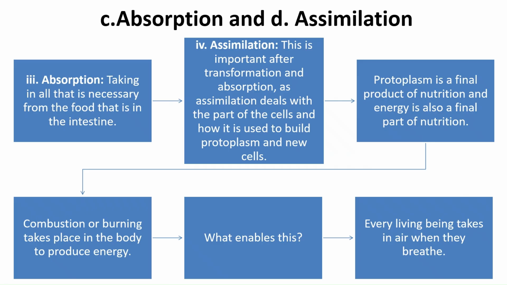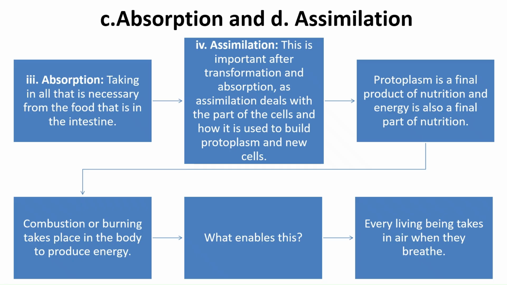Then comes absorption, that is the taking in all that is necessary from the food that is in the intestine. And D is assimilation. This is important after transformation and absorption, as assimilation deals with a part of the cells and how it is used to build protoplasm and new cells. Protoplasm is a final product of nutrition, and energy is also a final part of nutrition. Combustion or burning takes place in the body to produce energy.